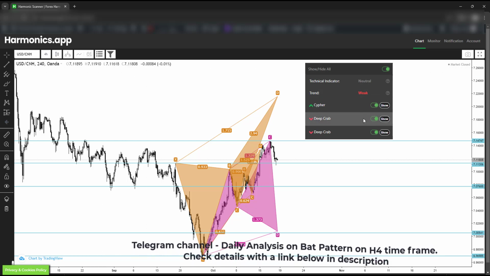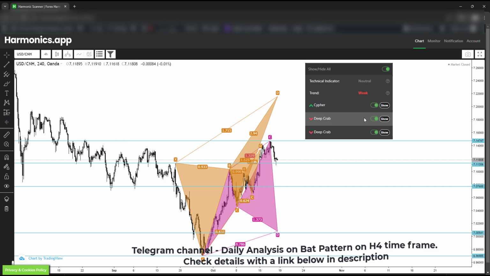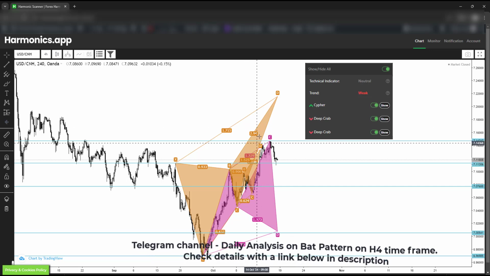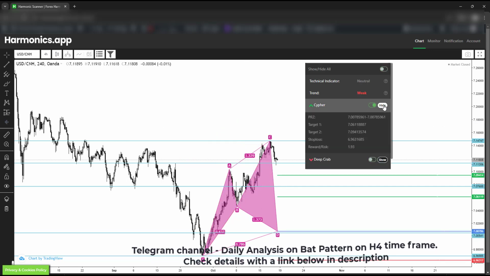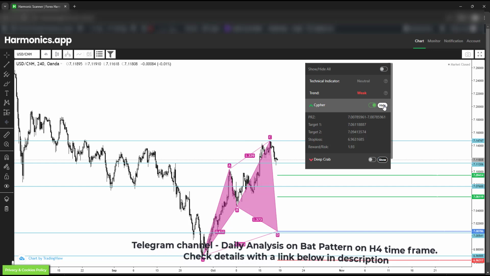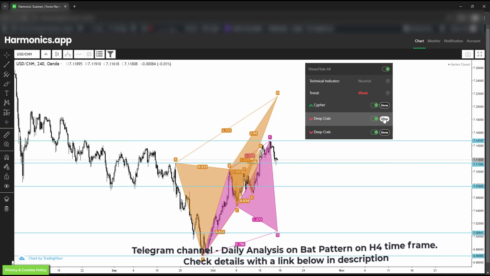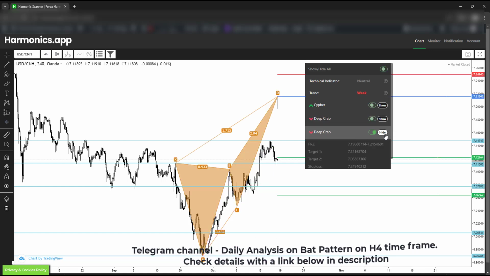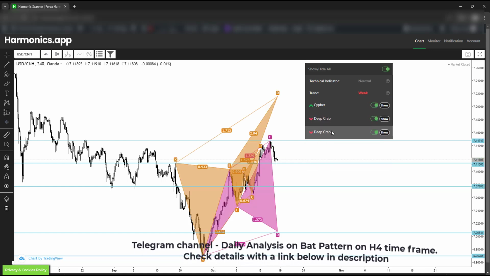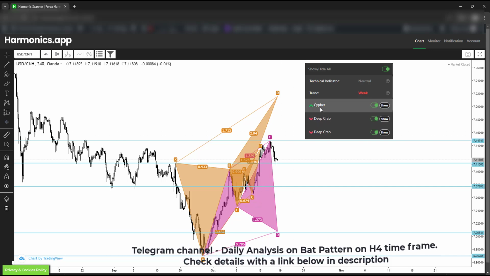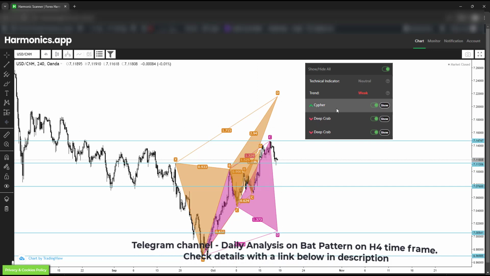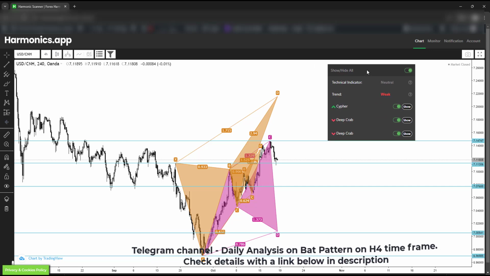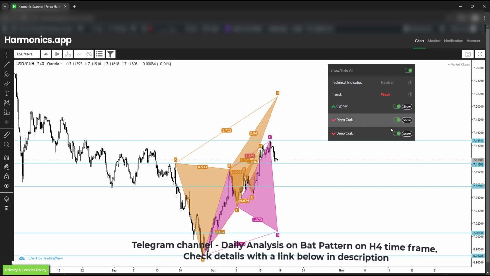All these patterns have been detected by the Harmonic Step Scanner and they are colored differently. You can see a Cypher is purple. Then you have this one, a deep crab, which is orange, and we have another deep crab, also orange. So the crab patterns are orange and the Cypher is purple. If there are more of these patterns, they will be visible here.